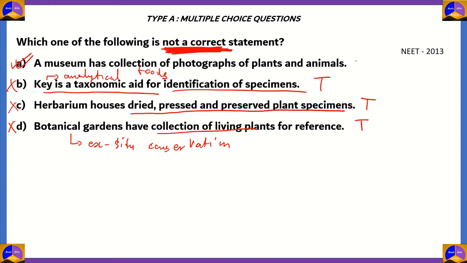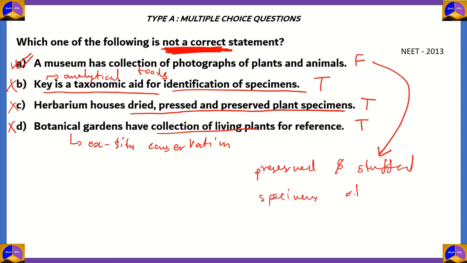Now, this statement isn't entirely true. The reason being that museums do not contain just photographs. They also contain preserved as well as stuffed specimens of plants and animals. So you have models of these animals which are stuffed, and you also have preserved fossils at museums. So therefore, it's not just photographs that you can find at a museum.